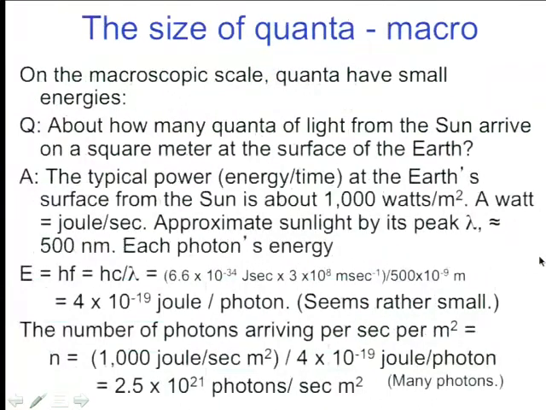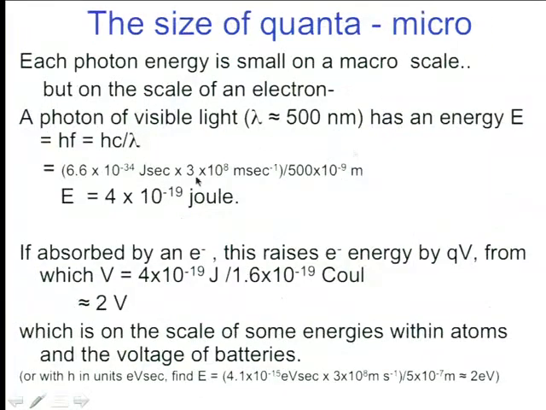Okay. This slide is supposed to show you how tiny each photon is. For example, visible light is 10 to the minus 19th joules in each photon. But on the other hand, if you have sunlight, for example, arriving from the sun at 1,000 watts per square meter, you have 10 to the 21 photons arriving per second, per square meter. So that's huge. It's this rain of tiny particles. But on the scale of an electron, that photon has 10 to the minus 19th joules, equivalent to 2 electron volts, which is pretty good.